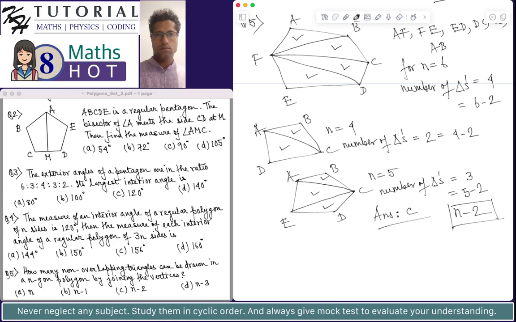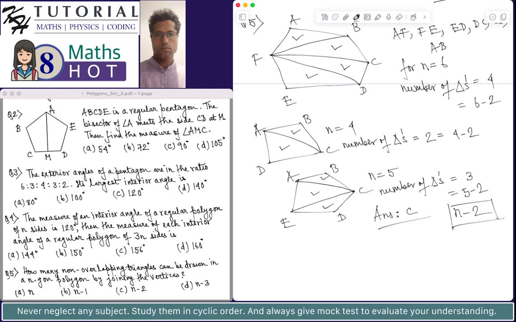I could be wrong. If you think I am wrong, and if you have a justification why I am wrong, you can please let me know in the comment section. I will appreciate that. But I think it will be a better idea if you can somehow have a formula for how many non-overlapping triangles you can have for a polygon of n sides.